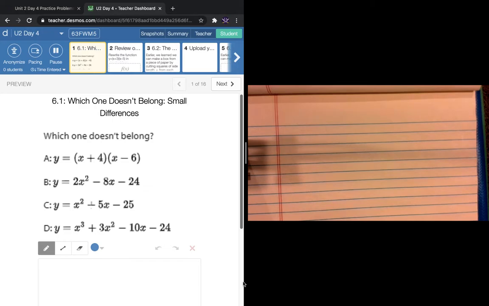All right, it's time to multiply some polynomials and look at some different forms of these. So, without further ado, we're just going to get right into it. The first slide says which one doesn't belong.